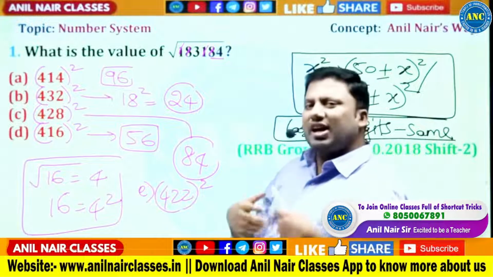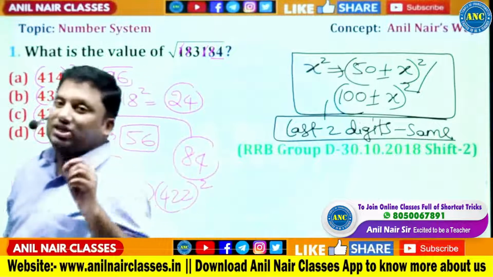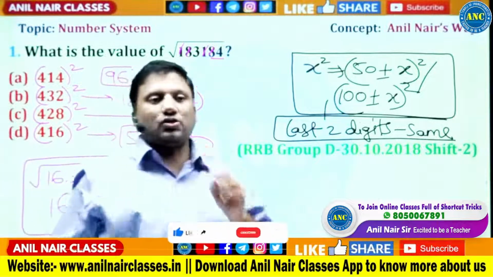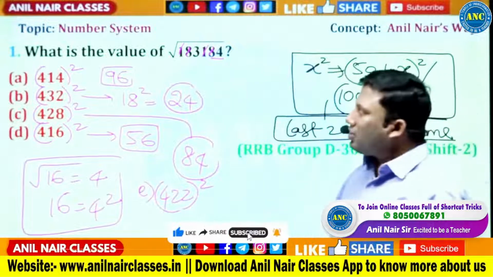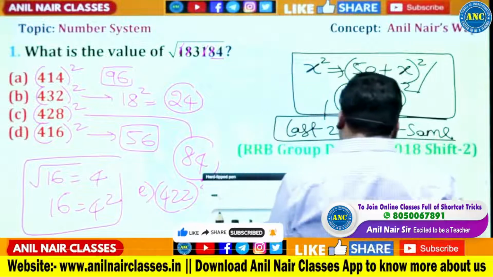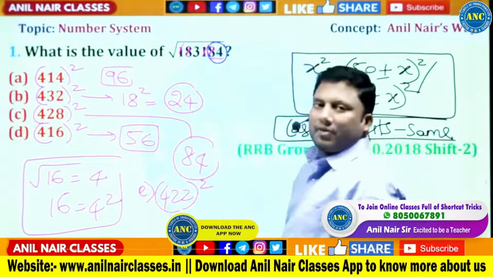So there are a lot of additional tools that are there. A very, very interesting way to find out the square root of a perfect square using the last two digits logic. What we did: we just found out that the last two digits of the number is 84.